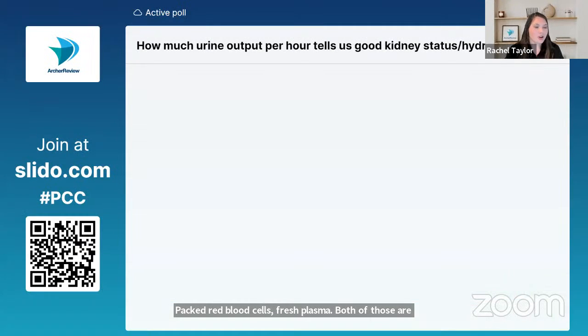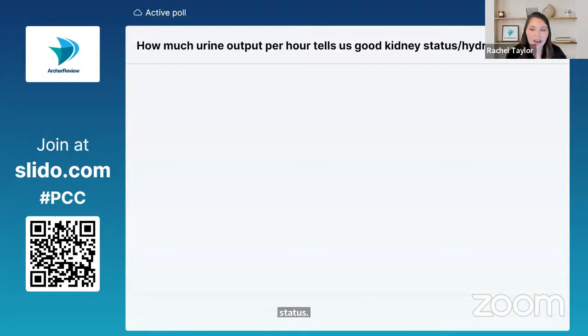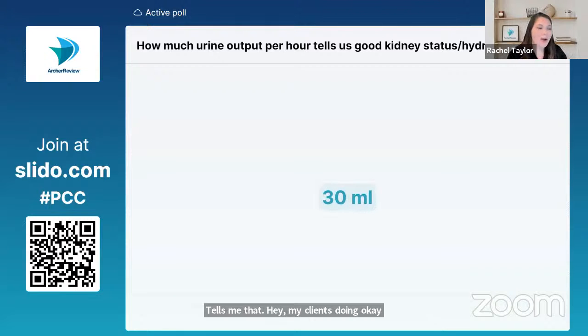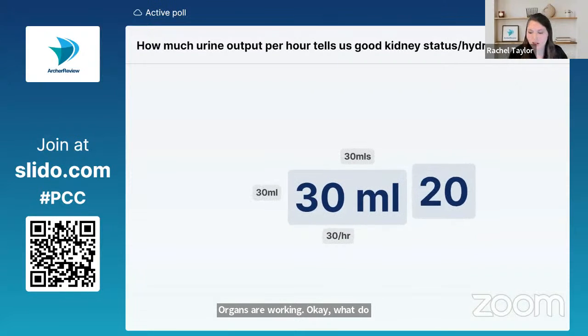Now, how much urine output per hour tells us good kidney status? Tells me that, hey, my client's doing okay. Organs are working okay. What do I want to look for here with urine output?